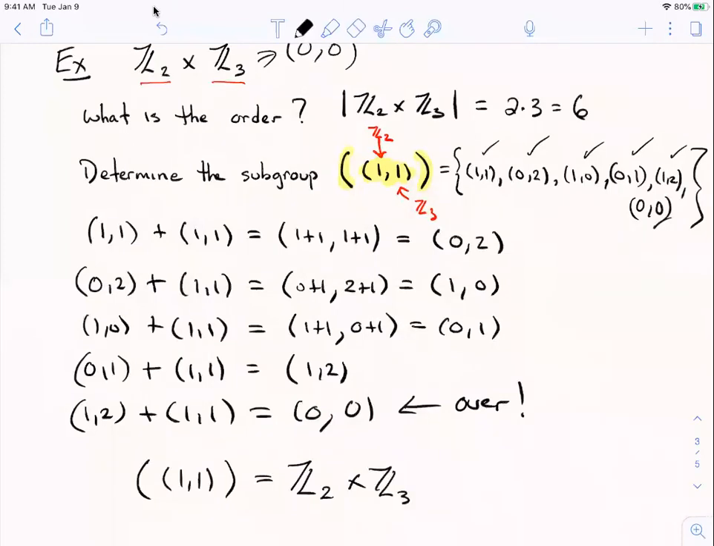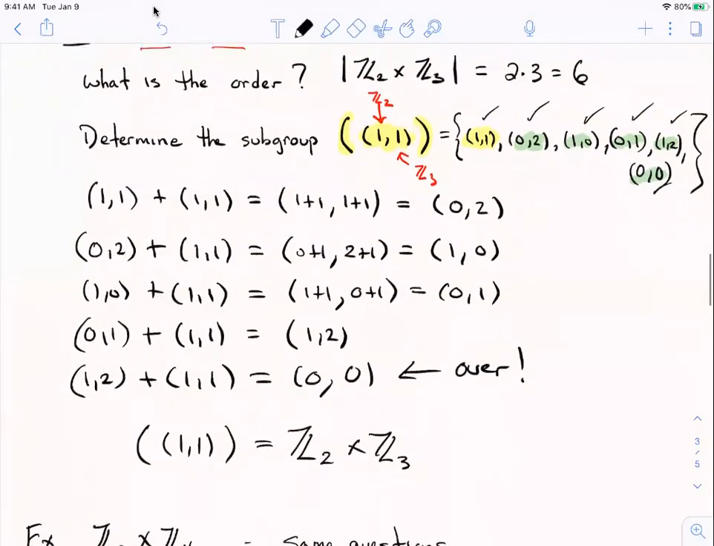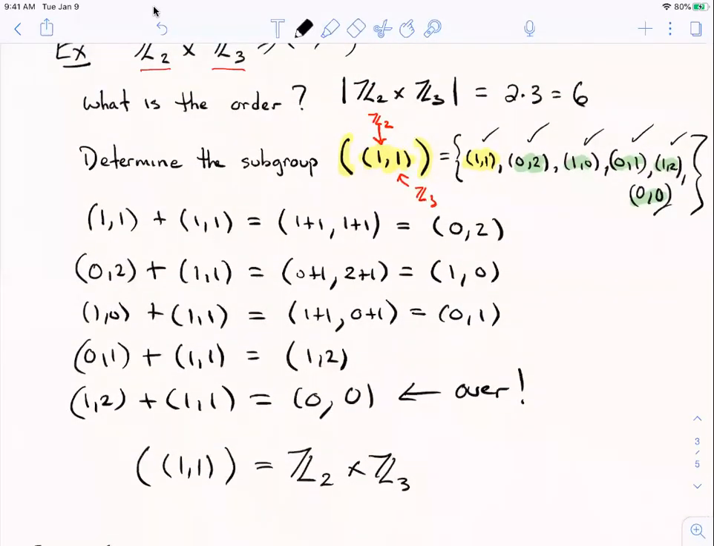I would encourage you, while you're first thinking about these things, there are 5 other elements in this group. We took the subgroup generated by 1, 1. There are 5 others: 0, 2; 1, 0; 0, 1; 1, 2; 0, 0. I'd generate the subgroup by all of those, just to give yourself some practice computing in this. So we found an element that generates the whole group. What kind of group does that make Z2 cross Z3? It makes it a cyclic group.